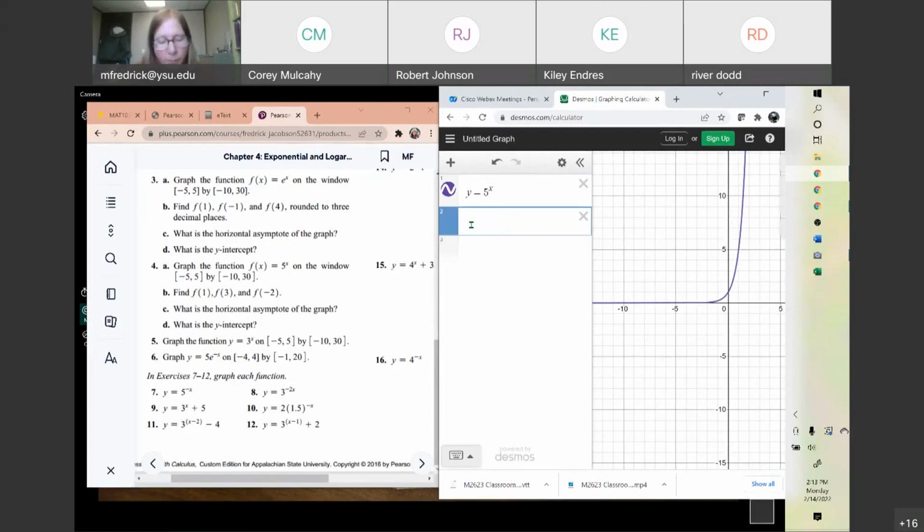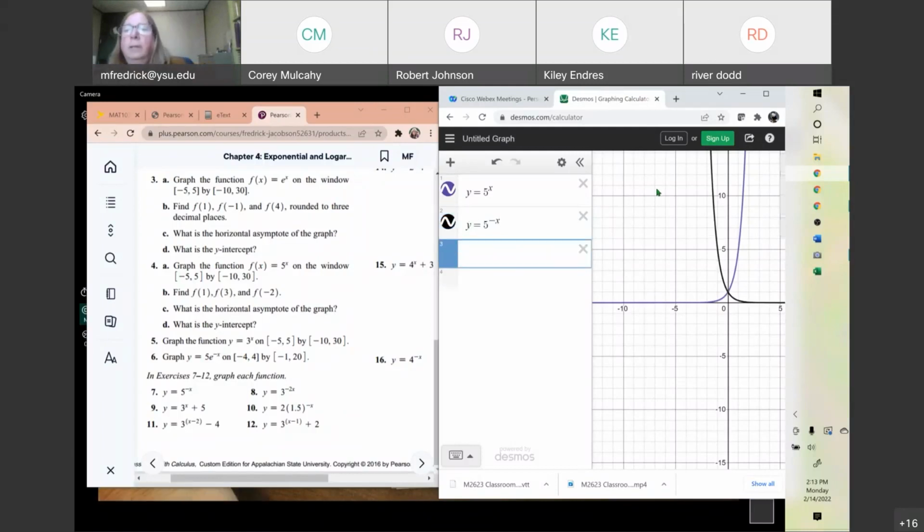Now if we do y equals 5 to the negative x, notice it flipped it on the y. Any questions on that part?